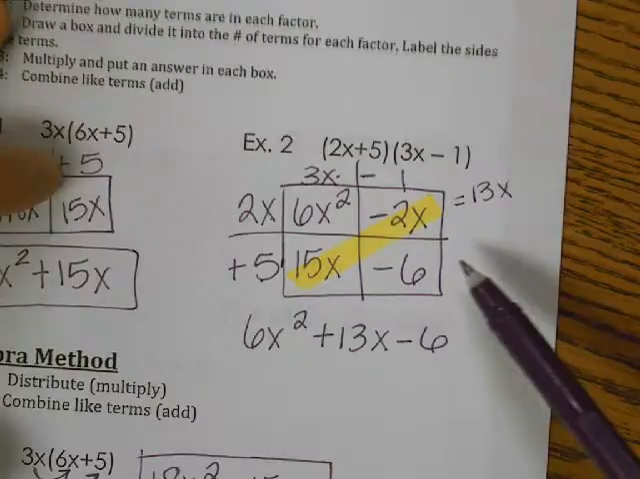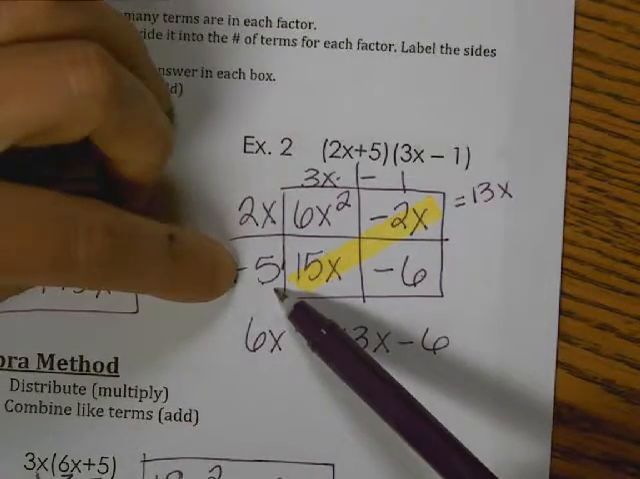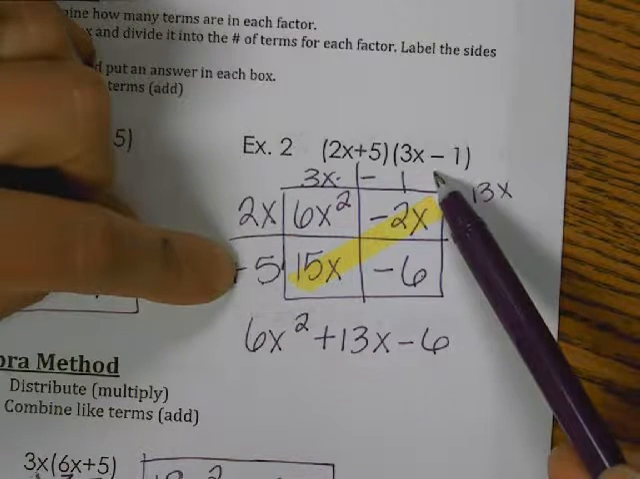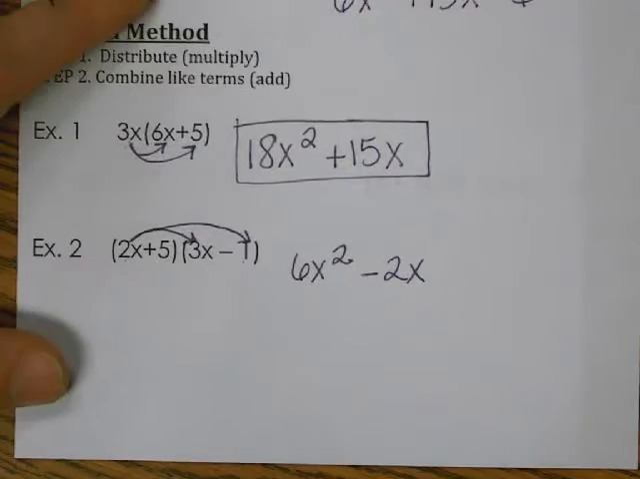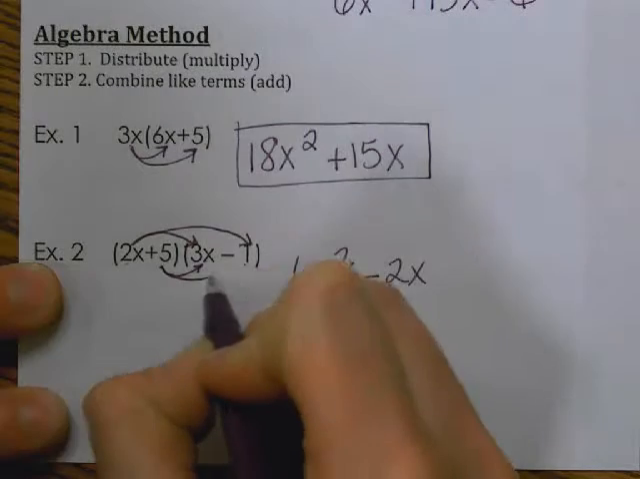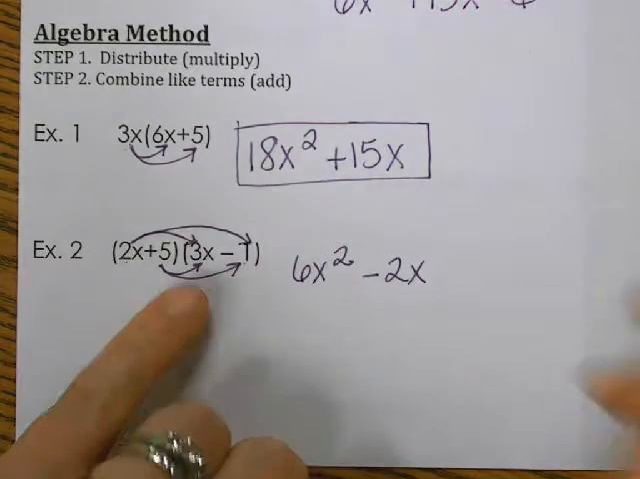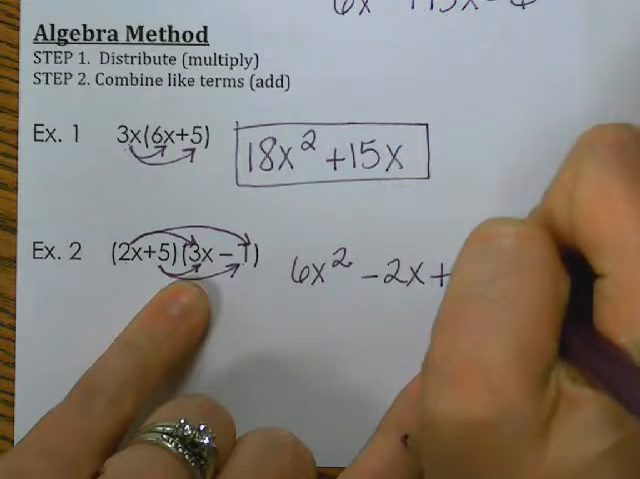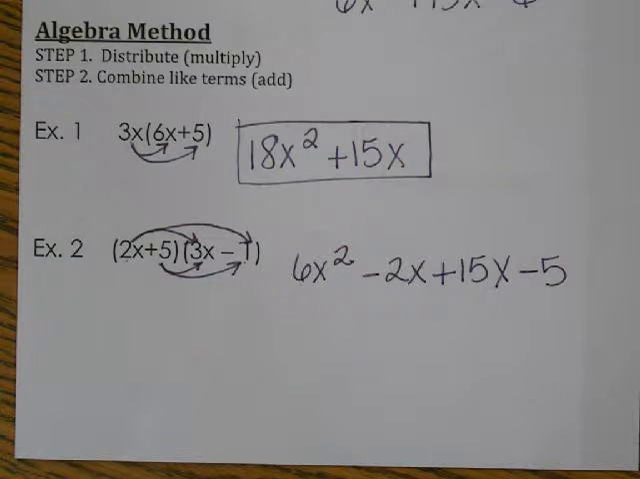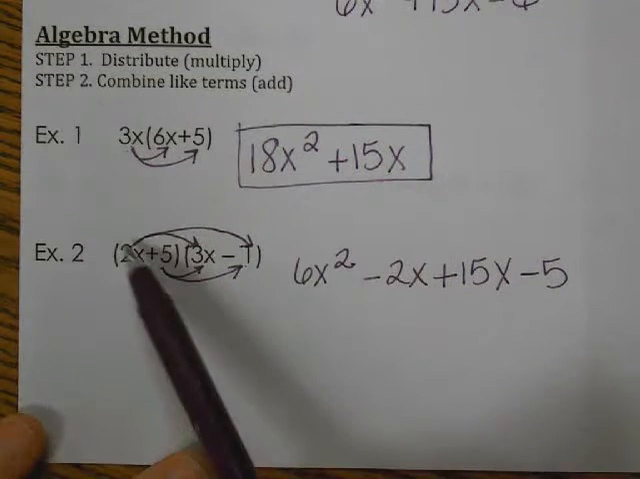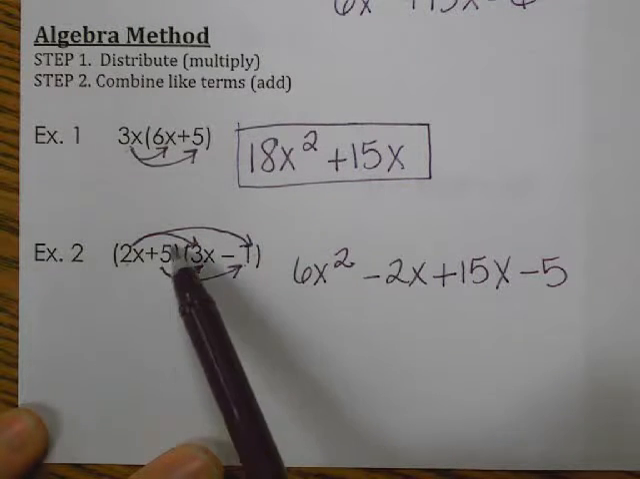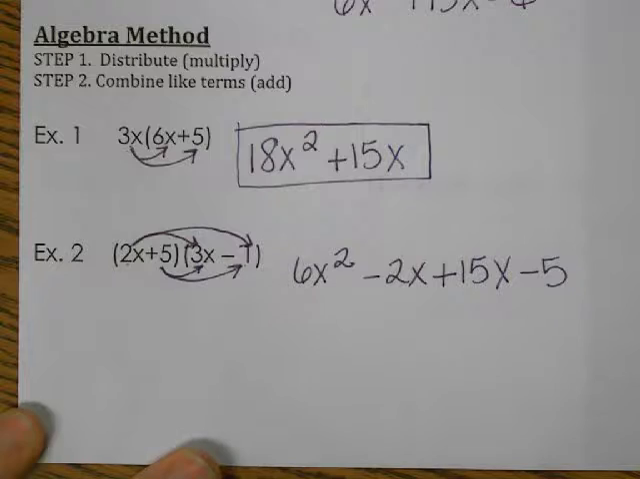That's not all we did, though. We also took the 5 and multiplied it by 3x, and the 5 and multiplied it by negative 1. We can draw arrows to show that as well. 5 times 3x and 5 times negative 1. 5 times 3x was 15x, and 5 times negative 1 is negative 5. Okay? So what we did here was we double distributed. We distributed the 2 on both of them, and then we distributed the 5 on both of them.